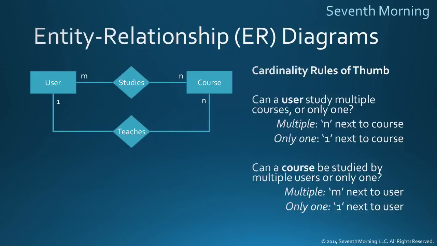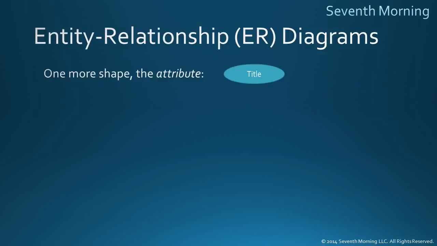There is one more attribute that we commonly place in ER diagrams, and those are, well, they're called attributes. You can think of them as adjectives. They're attributes of an entity or of a relationship. And we represent them with ovals like this. We put the name of the attribute inside the oval shape, and then we connect them to whatever entity or relationship they are an attribute of.